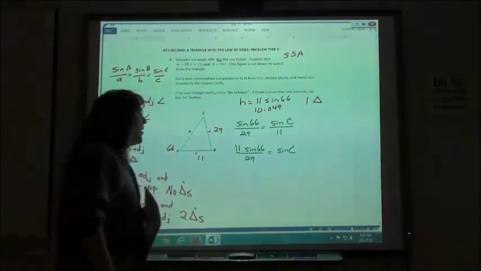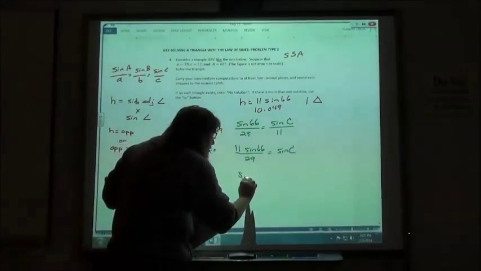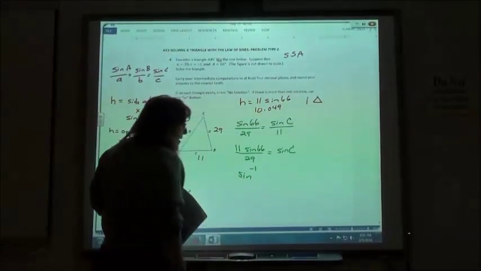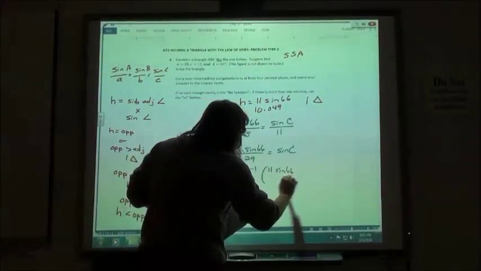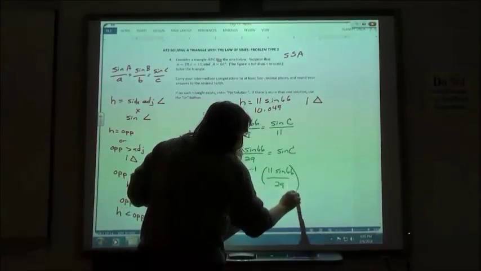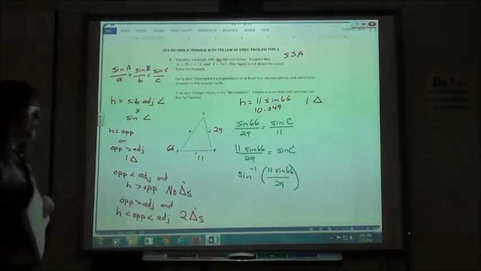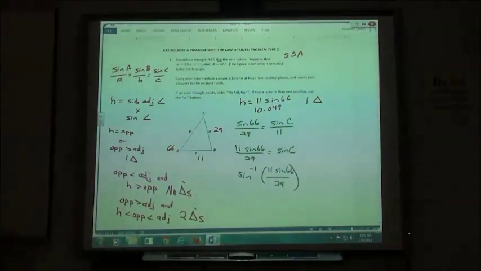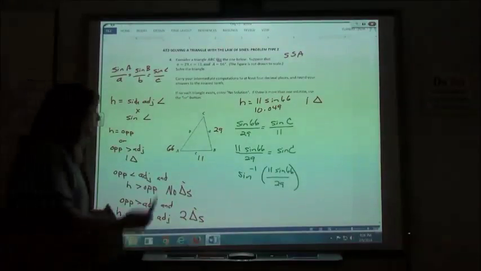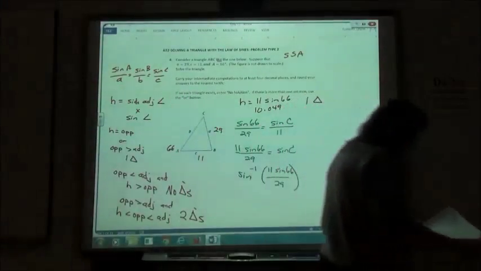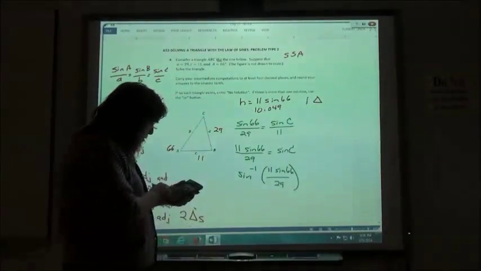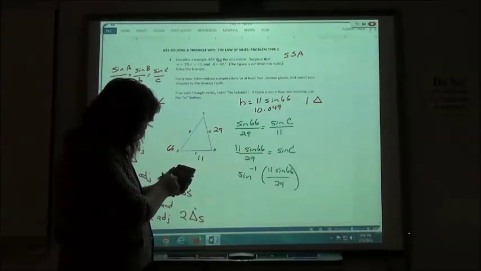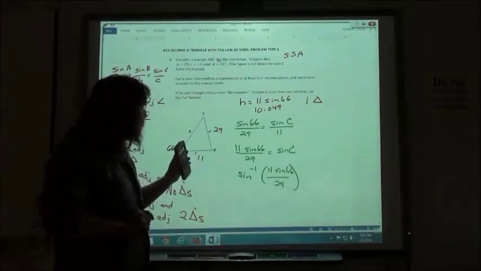On our calculator we're going to do the inverse sine, the inverse sine of 11 sine of 66 over 29. You may or may not need the parentheses depending on your calculator. I like to put the parentheses there just in case because it doesn't hurt and I know it's going to work out better that way. So, inverse sine, you're going to use shift sine. You should see sine to the negative 1.